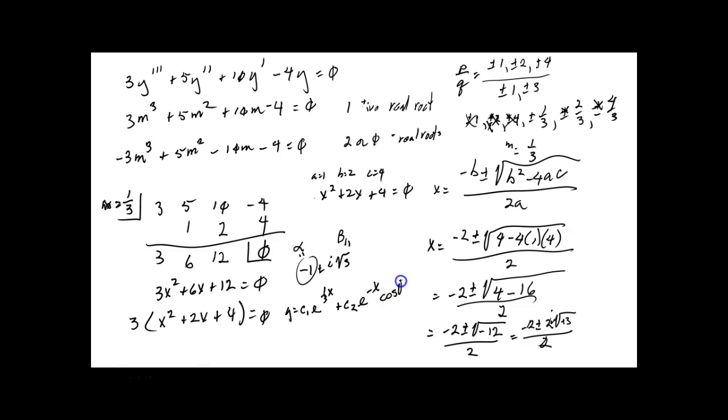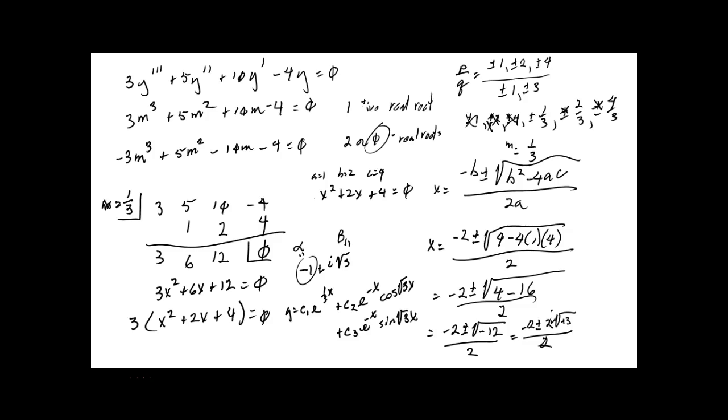cosine root 3x plus c3 e to the minus x sine of root 3x. Those are always the same because it's the same alpha. So you had one positive real root, 0 negative real roots, 2 complex roots, and you get your sines and cosines from that. But they had real parts to them, so the minus 1 put the e to the minus.